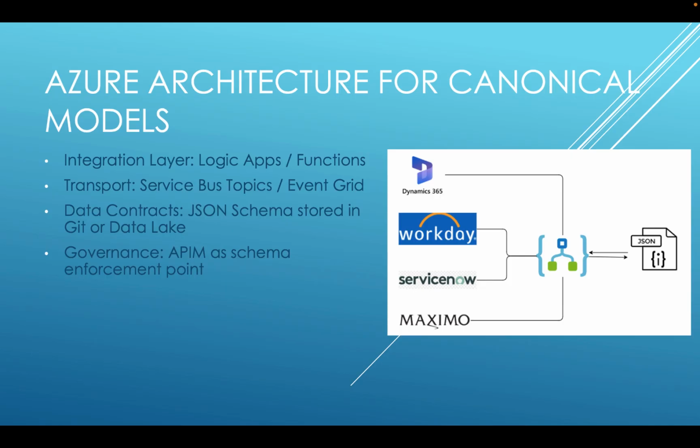Now the Azure architecture for canonical models, integration layer. For example, here are Logic Apps, Functions. We have transport.